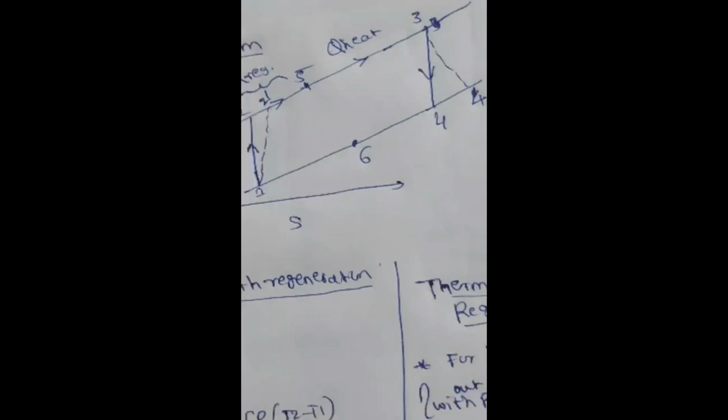Okay, and in the actual conditions you can see this one, 1 to 2 dash. In the actual condition, what is the heat addition by the regeneration? There is a 2 dash to 5. Now that is a heat addition by the combustion chamber, 5 to 3. And next, 3 to 4 dash is the actual expansion. 4 dash to 1 is the heat rejection.